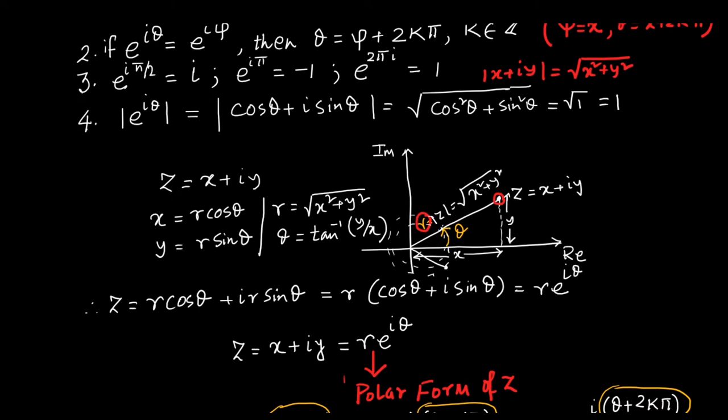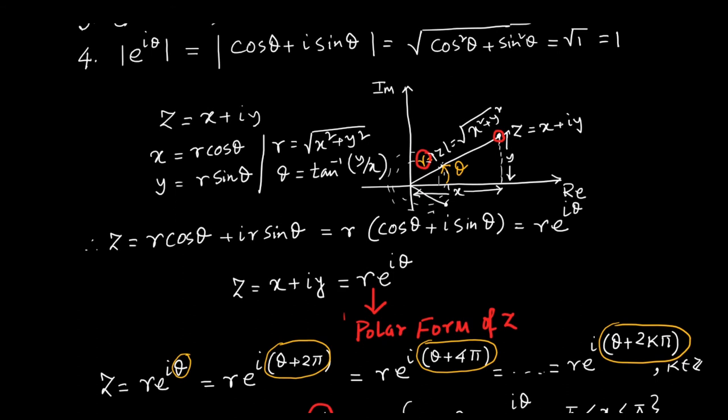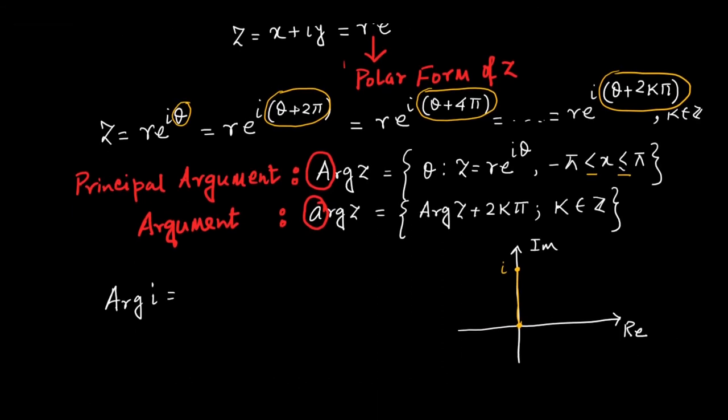We know that when we measure an angle counterclockwise, we take the positive sign, and when we measure it clockwise, we take the negative sign. So in this context, the general convention is, when we talk about principal argument, we need to take care that the value of theta should lie between minus pi and plus pi. So in this case, the angle is this, and its value is pi by 2. So argument of i is equal to pi by 2.